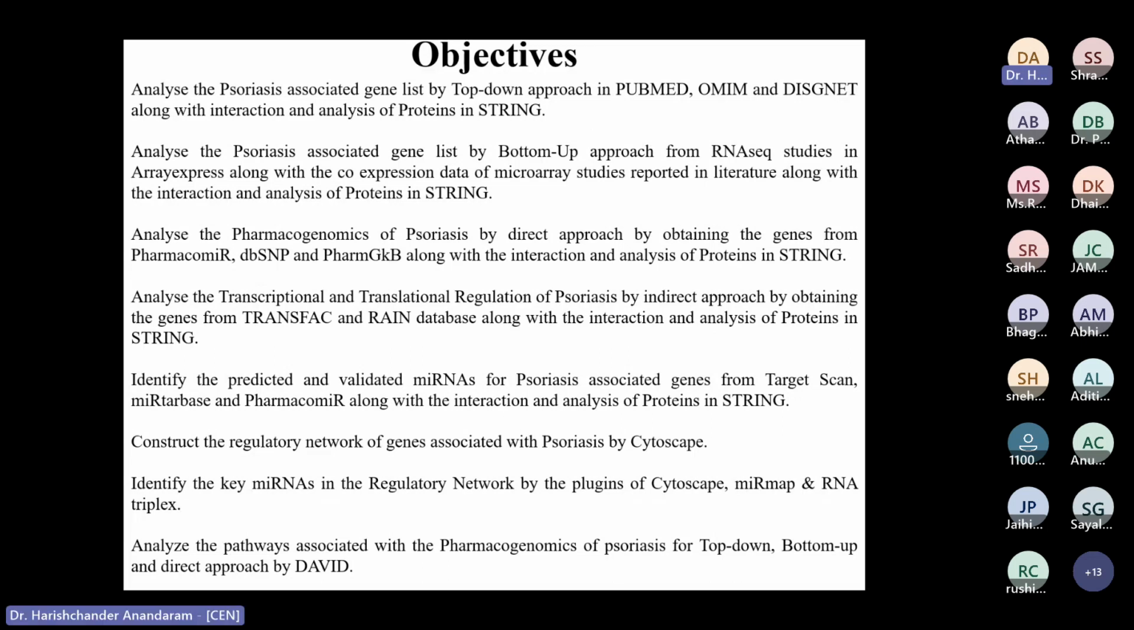And for the objectives, we did not follow a single approach. It's a multiple approach like top-down, bottom-up, direct and indirect. In top-down, we took data from PubMed, OMIM, and DisGeNET. In bottom-up, it's the RNA-seq studies which we performed for the control and treated samples. And then the pharmacogenomic-based linkage pattern analysis. And finally, the TransFac, that is the transcription factor associated matrix, was created. And then the network biology based concepts were executed to predict the marker.